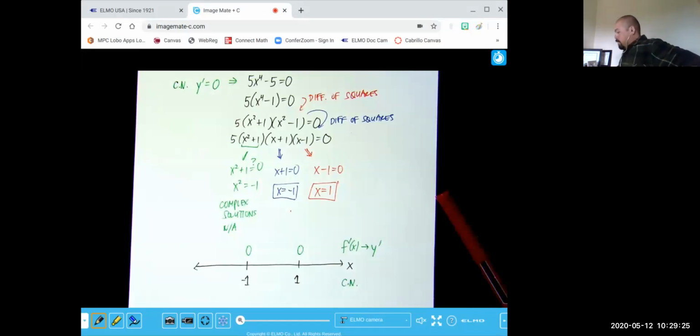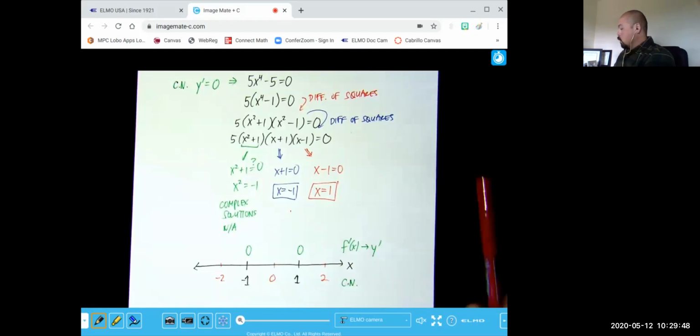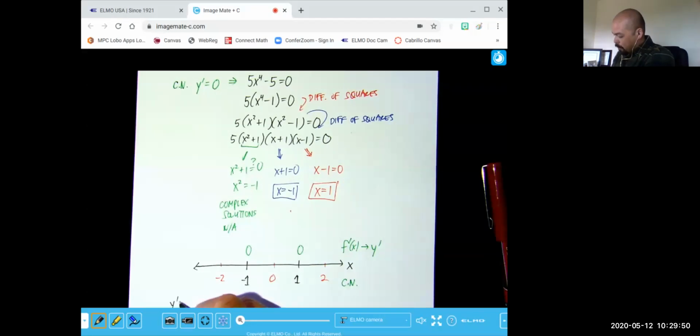And now we need some test values, right? So some test values in these different regions, some number less than negative 1, negative 2, between negative 1 and 1, right? 0. There's no harm in using that x or y intercept as long as it's not a critical number. Bigger than 1, like positive 2, right? And so when we look at our y prime, that 5 times x squared plus 1, x plus 1, x minus 1.